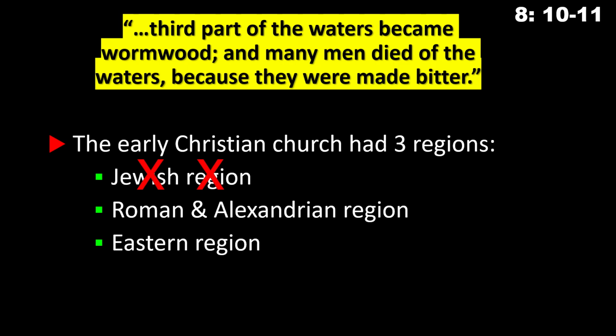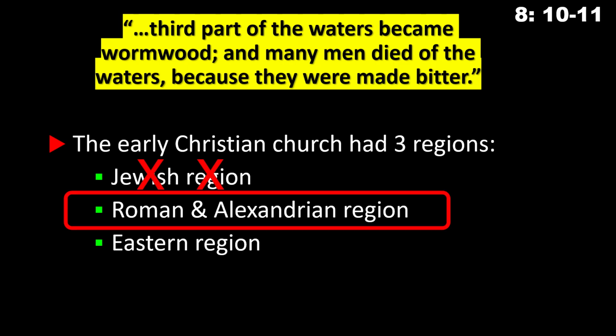Next, the Roman and Alexandrian region, starting with Constantine, was the region initially polluted by these pagan practices. Thus, it was this third of the Christian faith that died spiritually due to those bitter waters of Wormwood. Remember, in prophecy speak, dying is specific to the spiritual dying or death. Some people may have physically died too, but that is not important from God's point of view.